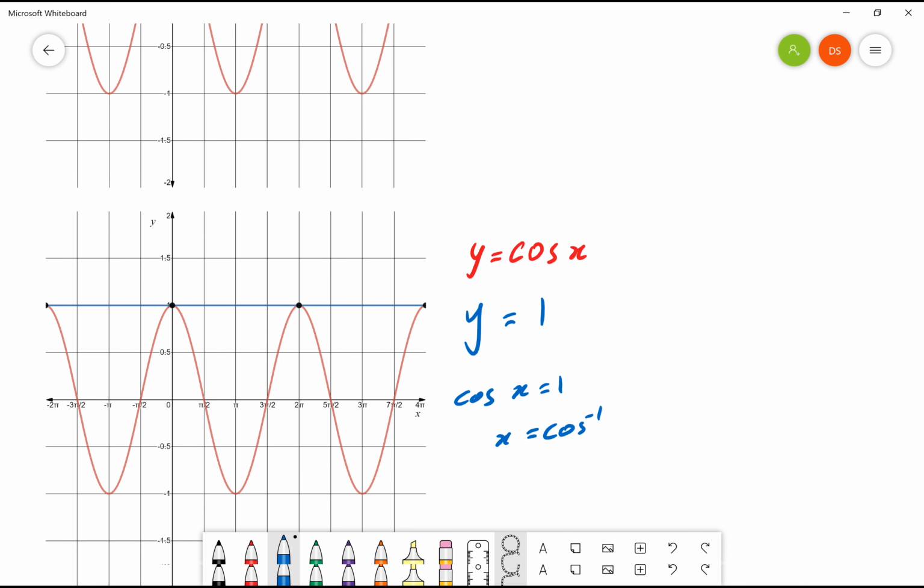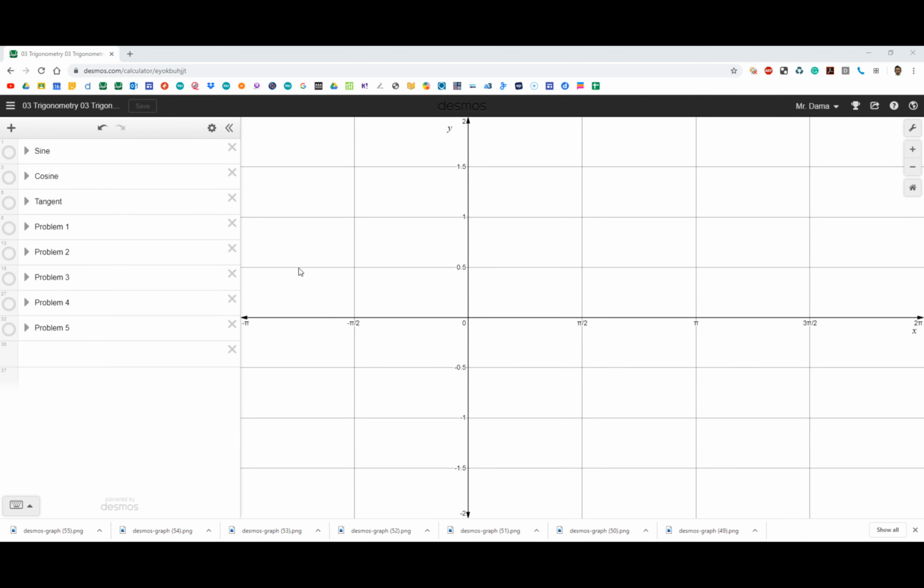that's really good. My whiteboard just went. I'm going to try and get it back really quickly. Otherwise, we will quickly just switch to Desmos. I don't know what happened to my whiteboard. Okay, perfect. So we'll look at cosine.